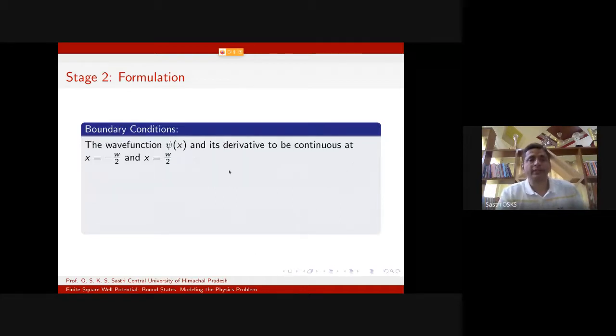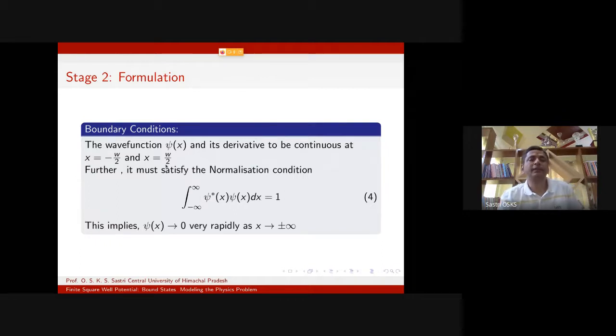Right. So boundary conditions is the third part. The wave function psi of x and its derivative need to be continuous at x equal to minus w by 2 and plus w by 2. And further, it must satisfy the normalization condition. That is, the integral from minus infinity to plus infinity of psi star psi should be equal to 1.